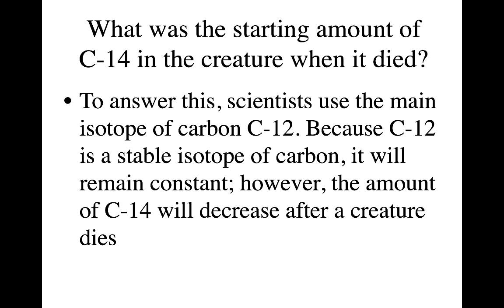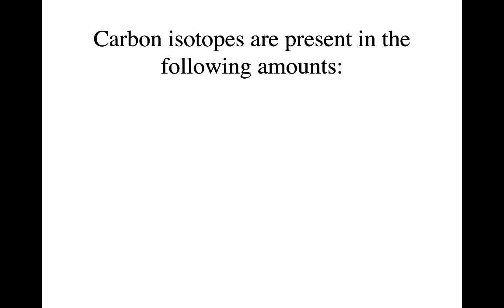Let's look at what those ratios are. Currently, in our atmosphere, carbon isotopes are present in the following amounts. Carbon-12 accounts for 98.89% of all the carbon isotopes. There is an isotope of carbon-13, so that has 6 protons and 7 neutrons, and it is 1.11%. If you add those two percentages, you get 100%. So the amount of carbon-14 is minuscule.